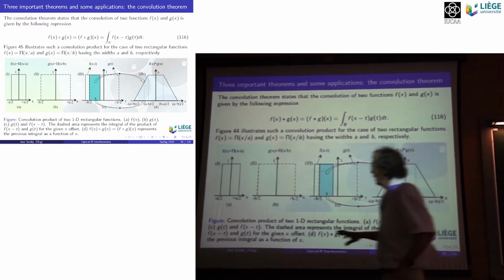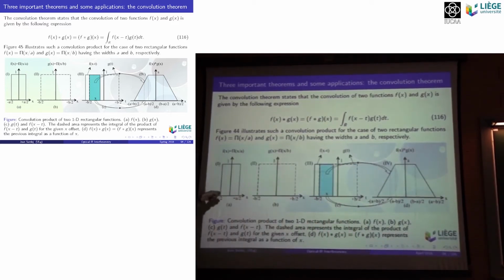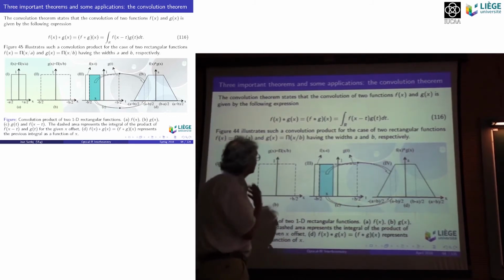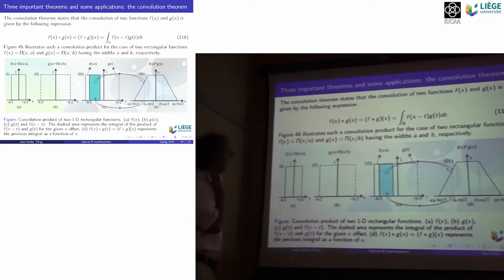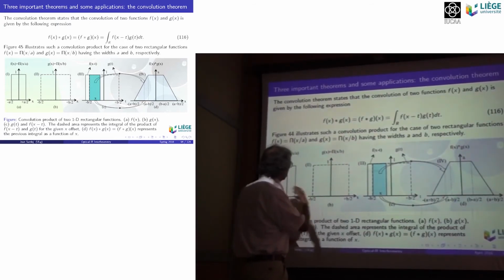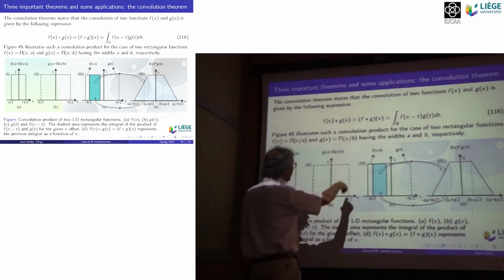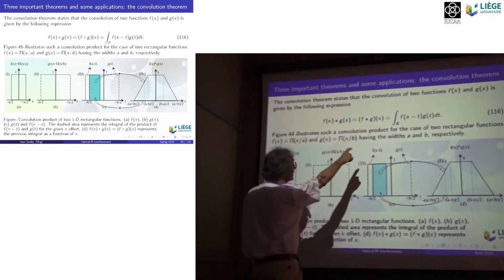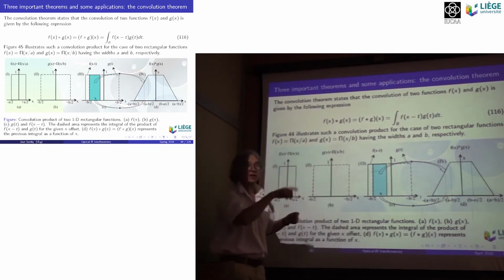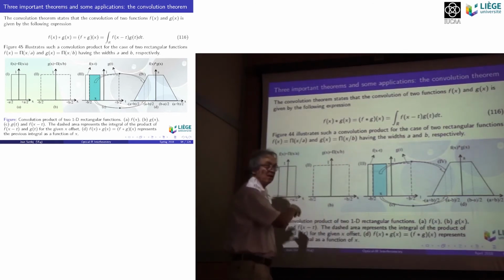Two functions. So this is a door function, x over a. Here is another one, x over b. Now I want to convolve the two. So what you do: you define g for a value of t, then you take f, you reverse it, because there is minus t, and then you displace it, you multiply.